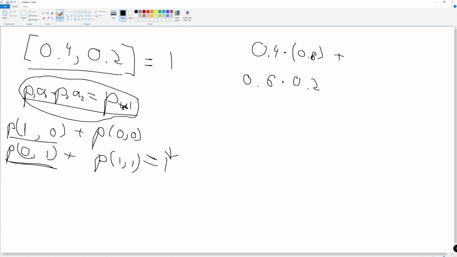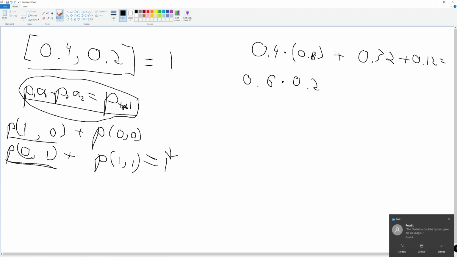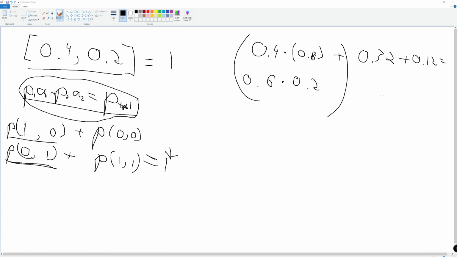And so we would just add these up, right? So this is 0.32, and this is 0.12. We would add that up. So this plus is actually for these two. So when we add these up, we get 0.44. So there we go. And so the probability of getting a 1 here is 0.44.